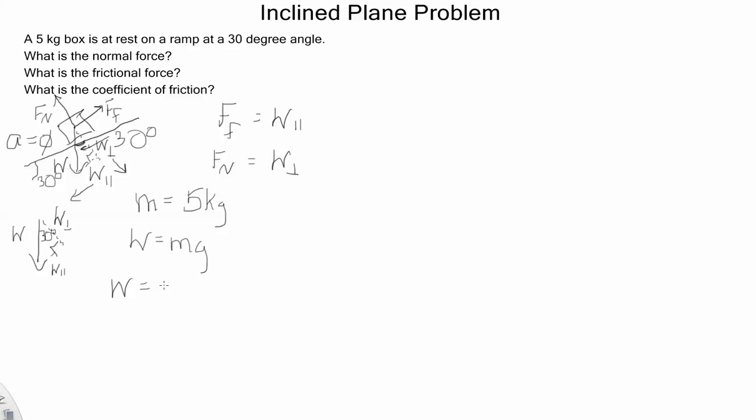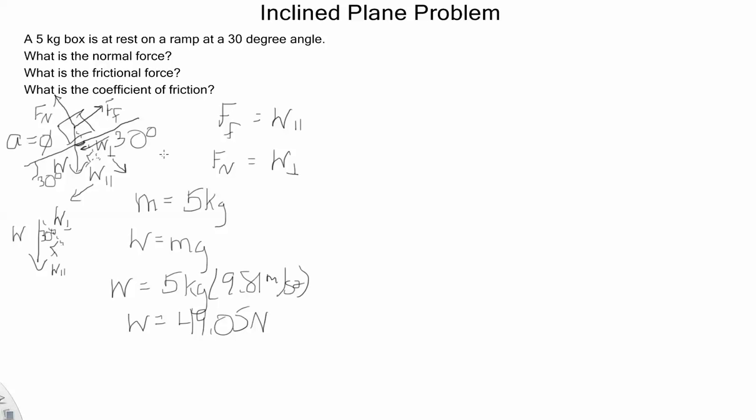So weight is equal to mass times gravity. Mass is 5 kilograms times gravity of 9.81 meters per second squared. And so my weight ends up being 49.05 newtons. Okay, so there's my weight. So now looking at this triangle, okay, this is just basic trigonometry now.